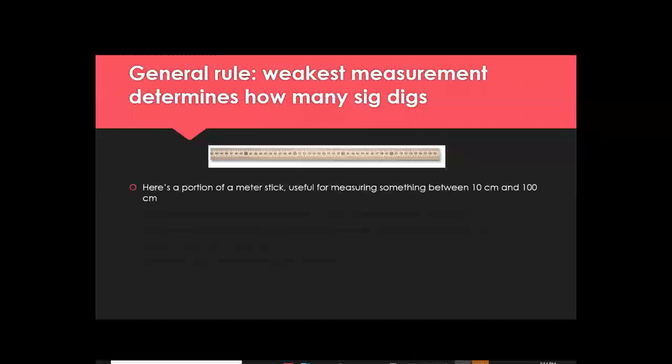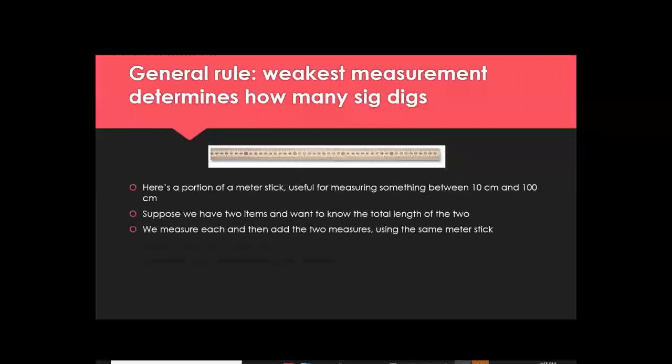So this is a portion of a meter stick that was useful for measuring lengths between 10 and 100 centimeters. This is not the whole meter stick. Suppose we have 2 items and we want to know the total length of the 2. Say we need to fit them into a box. We don't have the box, so we have to do the measurement. We do know how long the box is. We can't just put them in the box and see if they fit.